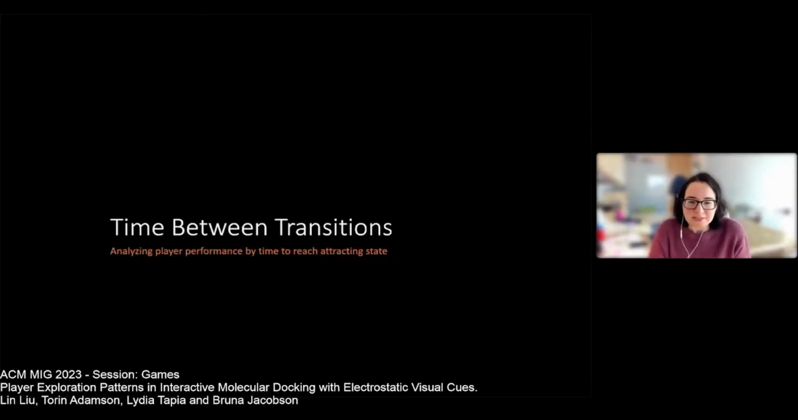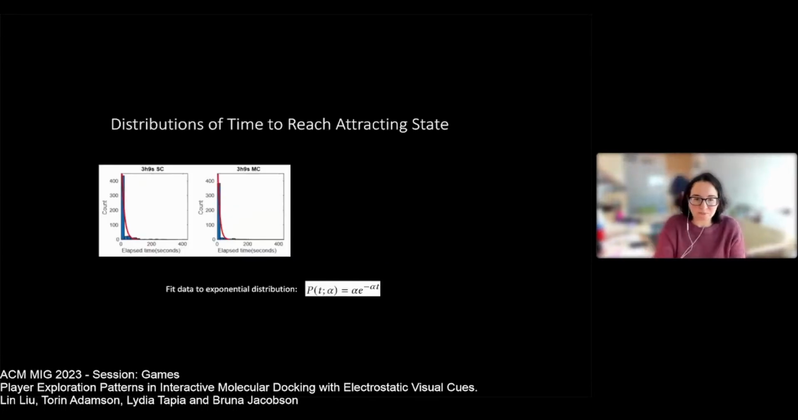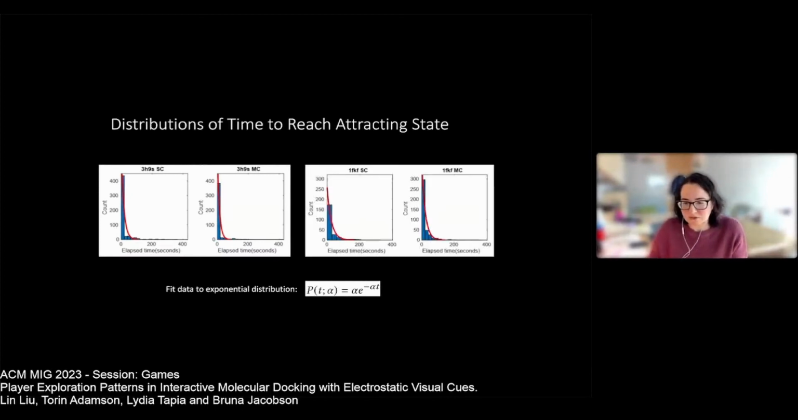One thing we can also look at is the time between transitions, because we have timestamps on these data points, and we can assume now a continuous time system. So we look at the distribution of times to reach the attracting state. So whenever you are in either the collision state or the neutral state, how long does it take to get to the attracting state? So we can look at that in elapsed time in seconds and do a histogram and fit that data to an exponential distribution. So here's the PDF. And we actually didn't find any statistically significant differences between these two systems.